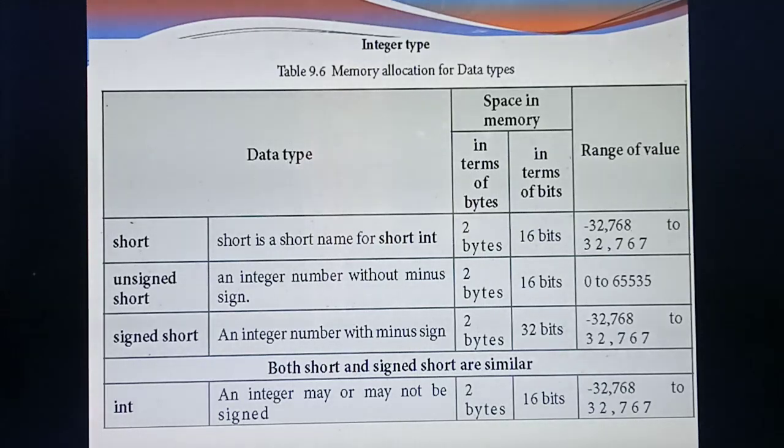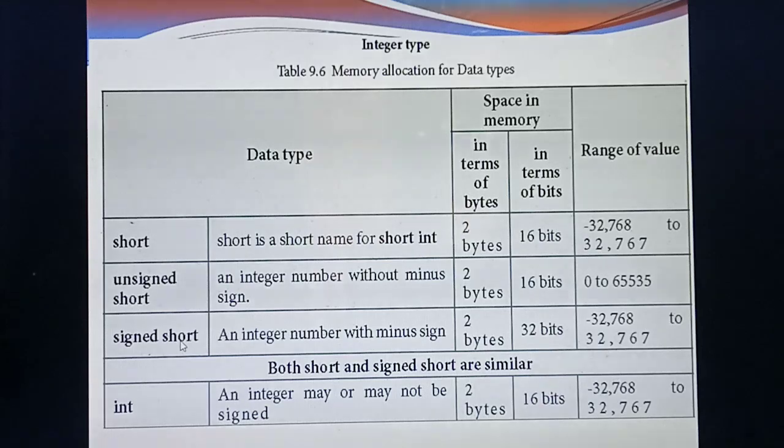So this signed short also requires how many bytes in memory? 2 bytes. That is 32 bits. So here bits will vary. Understand? So here the bits value will vary. This one you should remember. Understand? Here both this short and signed short are similar. So both the short and signed short are similar.